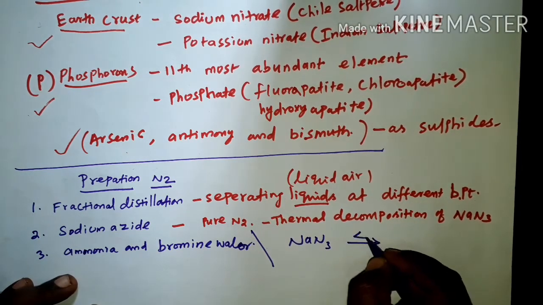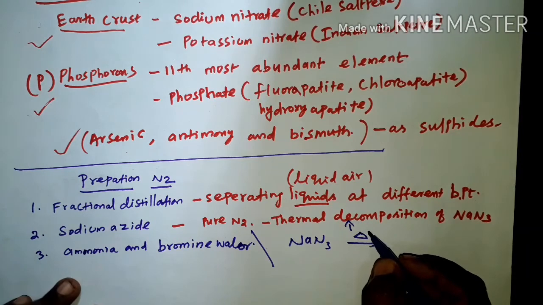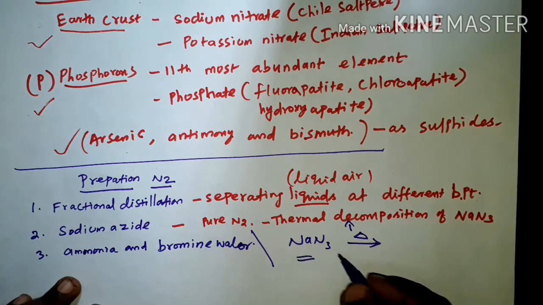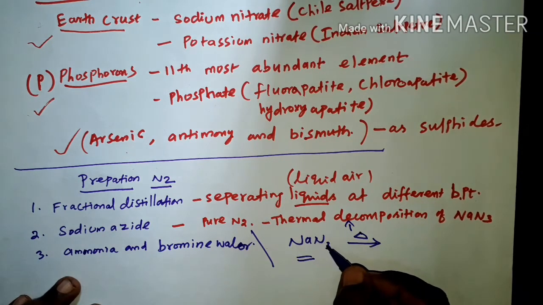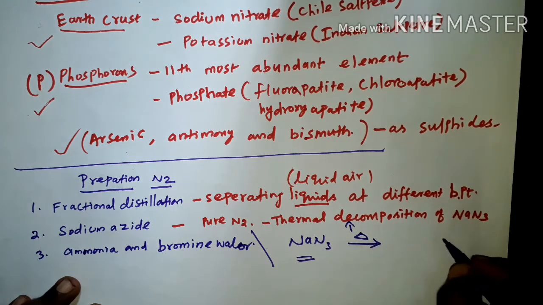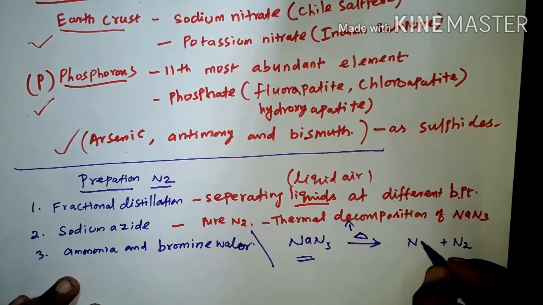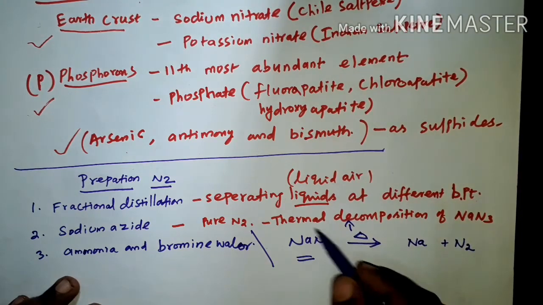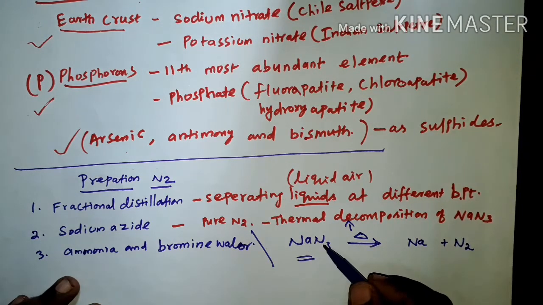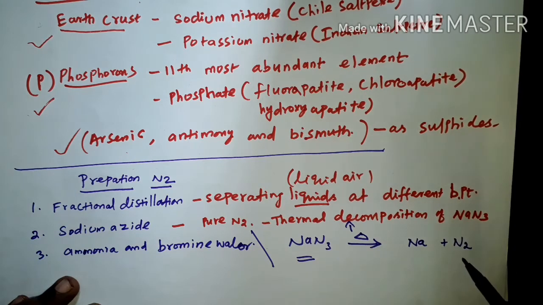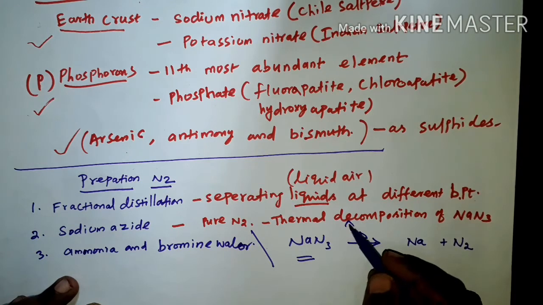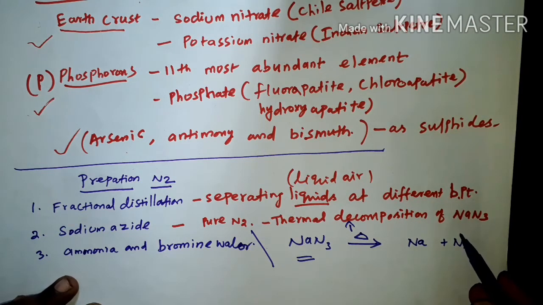We are heating, that is called thermal decomposition. We are going to break the compound sodium azide. So we are getting nitrogen, N2, and sodium. The sodium azide contains sodium and nitrogen, so we are getting nitrogen and sodium separately. This is called thermal decomposition of sodium azide.